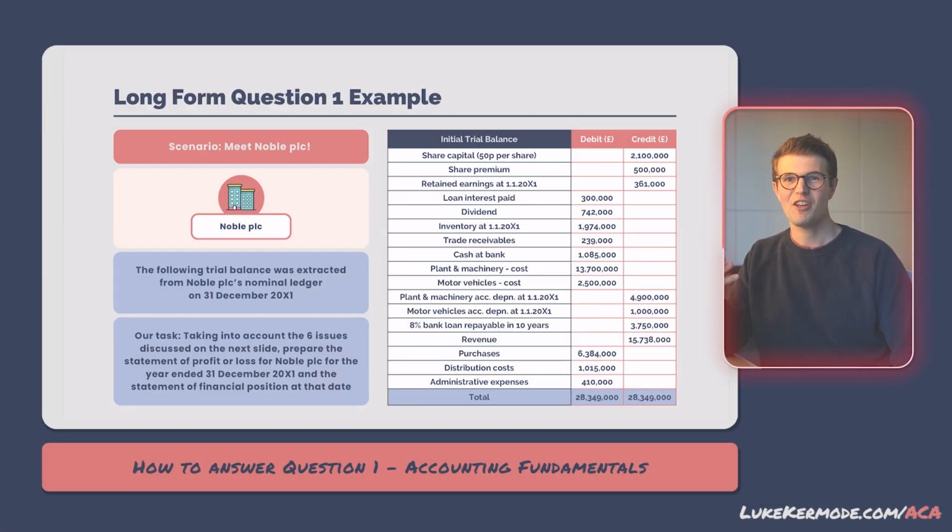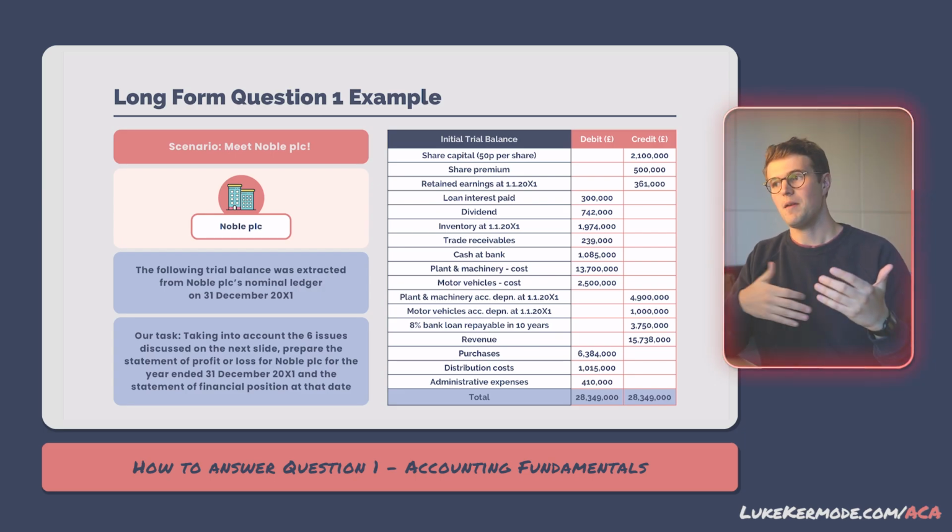As part of the Accounting Fundamentals exam, you'll need to answer 2 long-form scenario-based questions which together will make up 40% of your overall mark. One of these questions, which is worth 25%, requires you to prepare a full set of financial statements from scratch using a trial balance, while the other scenario-based question is worth 15%, and that asks you to adjust and correct errors or omissions in a draft set of financial statements, which is either an income statement or a balance sheet.